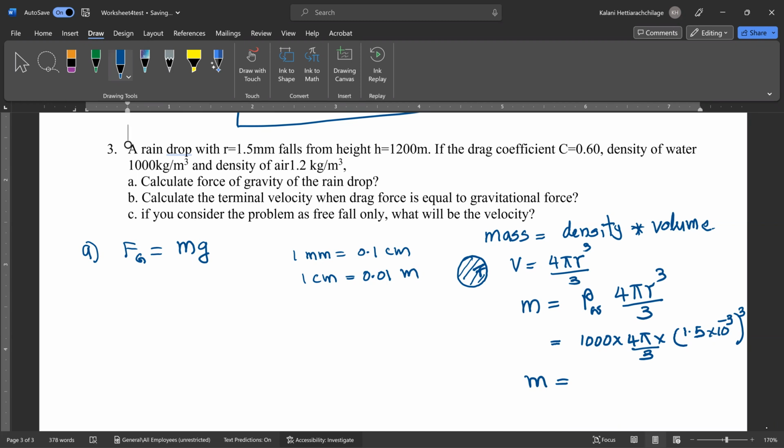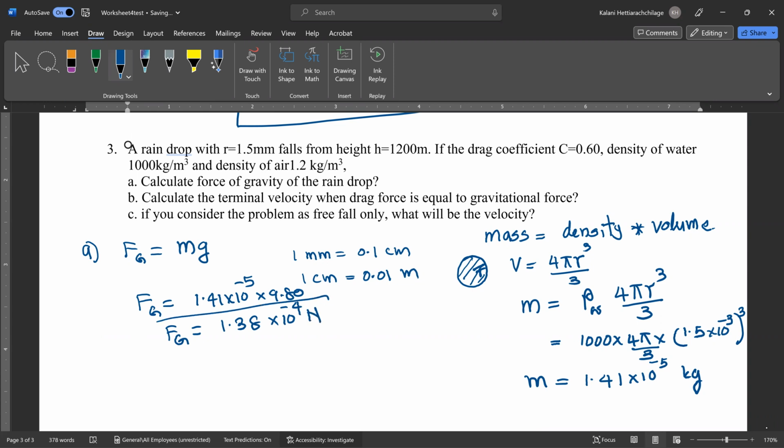Mass I get, I hope my answer is correct, 1.41 times 10 to the negative 5 kilograms. That is what my mass is. So now as soon as I found the mass, I can go and calculate the force of gravity. So that will be 1.41 times 10 to the negative 5 times g, which is 9.80, and then the force of gravity in newtons will be very small because it is a raindrop that we are talking about, 1.38 times 10 to the negative 4 newtons. That is the force of gravity of the raindrop.